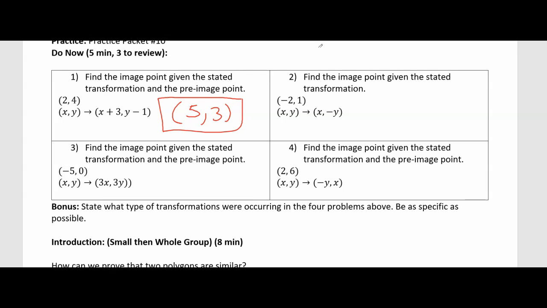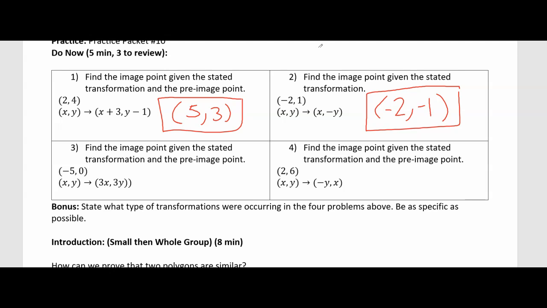For number 2, we have our pre-image point of -2, 1. Our x-coordinate is staying the same, so that's going to be -2. And our y-coordinate is changing sign, so it's going to be -2, 1. This would actually be a reflection over the x-axis. So you could sketch these 2 points if you wanted to. Again, we would just be reflecting over the x-axis.